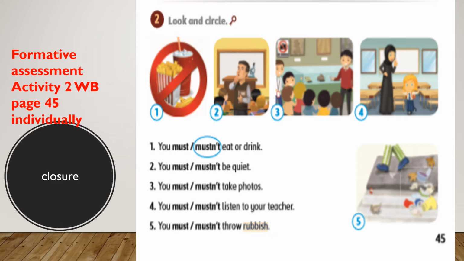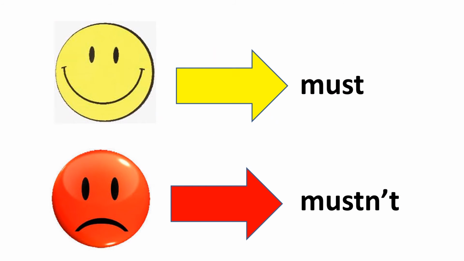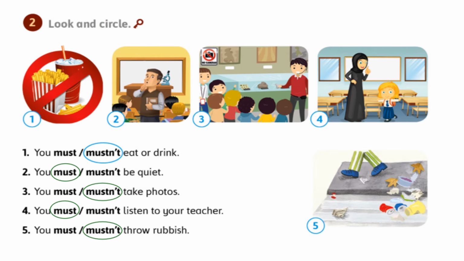You mustn't throw rubbish in the place. Okay. Must. Okay. Number 1, mustn't. Number 2, must. Number 3, mustn't. Number 4, must. Number 5, mustn't. Very good. Thank you very much.